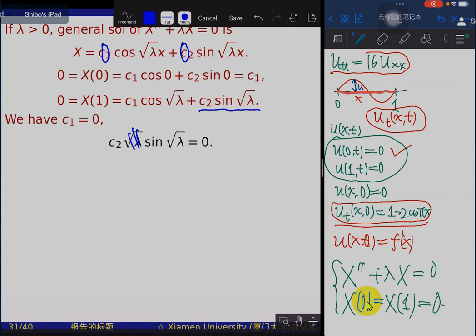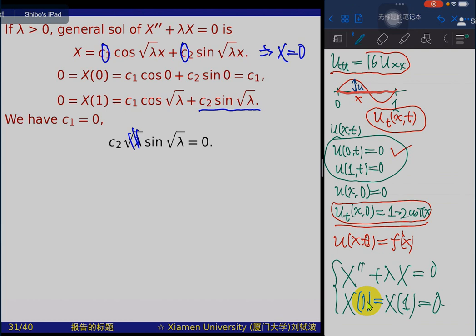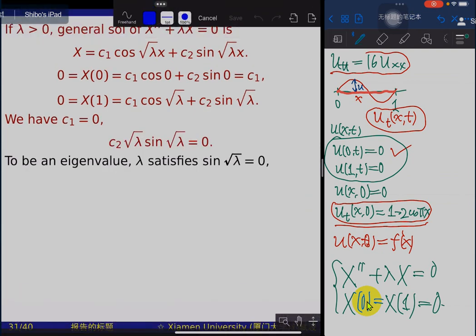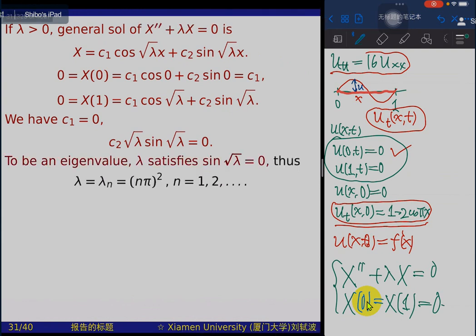Since we are looking for an eigenvalue, we should assume that C2 is not 0. Otherwise, capital X is 0 and lambda is not an eigenvalue. So when you are looking for an eigenvalue, you should not allow C2 to be 0. So you must have sine square root of lambda equal to 0. From this, we see that lambda is n pi squared, n from 1, 2, and so on. So this completes the solution of the eigenvalue problem.